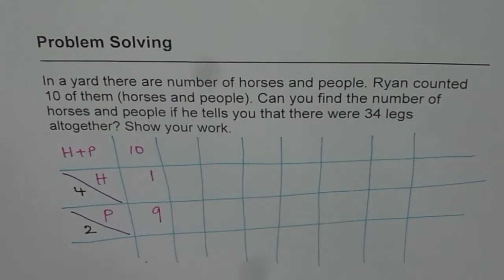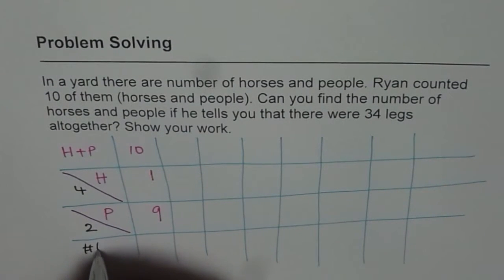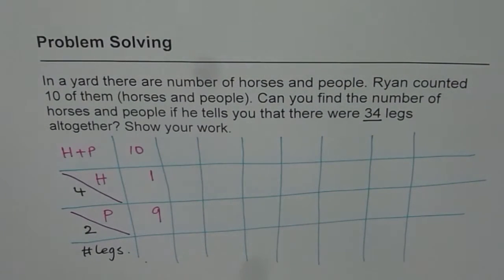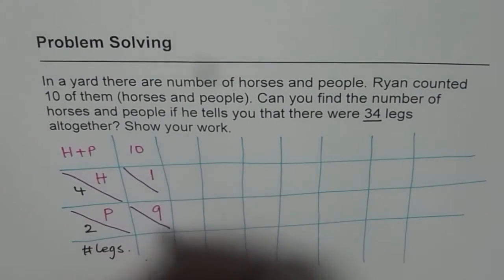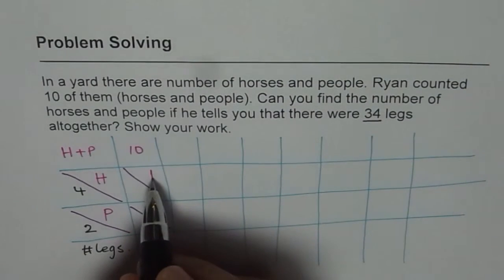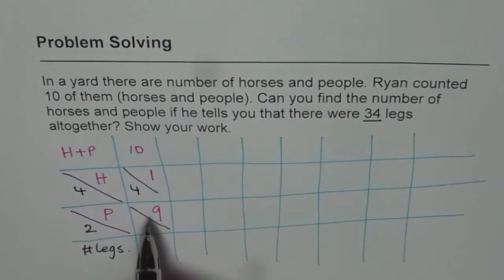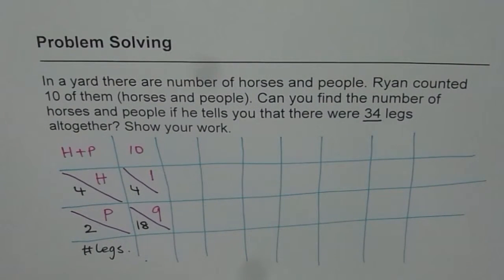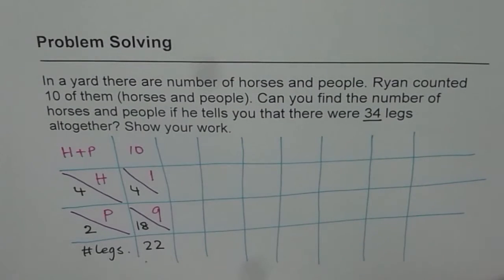And we have to check the number of legs, and how many do we need? We need 34. That's the critical number, right? So if I have one horse and 9 people, then how many legs are we thinking about? Well, one horse will have 4 legs, 9 people will have 2 times 9, which is 18. And if I add 18 and 4, I get 22 as the number of legs. Well, 22 is much, much lesser than 34.